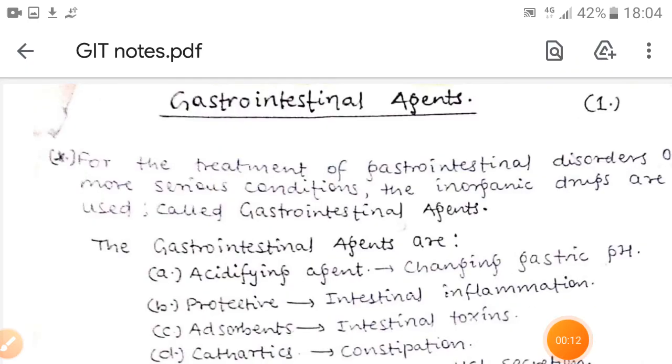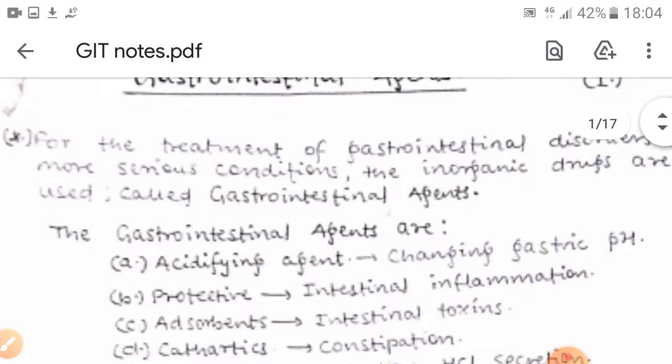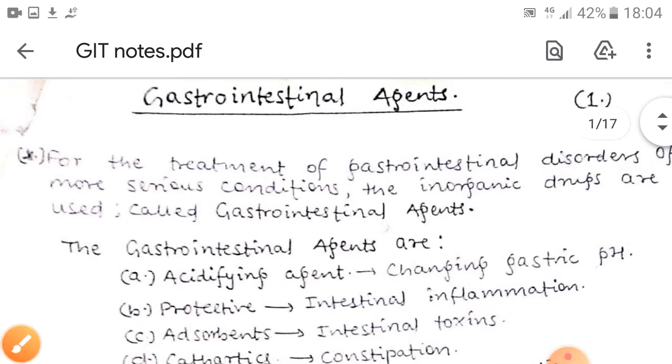Today's topic is acidifying agent. Before discussing the acidifying agent, we have to discuss the gastrointestinal agent. So this is the definition. The gastrointestinal agents are used to treat gastric disorders.